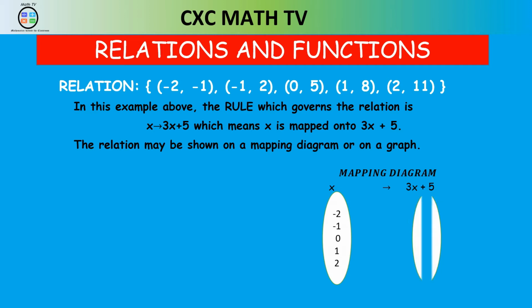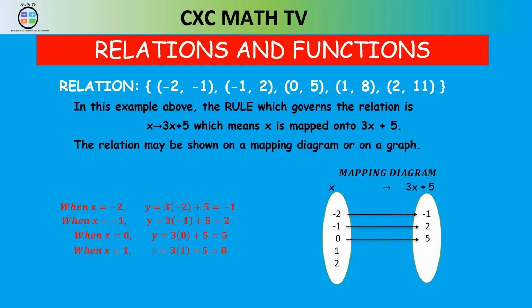So when x is equal to -2, y is going to be, it's 3x plus 5. So where x is, we put -2. 3 times -2 plus 5, that gives us -1. When x is -1, 3 times -1 plus 5, that is 2. When x is 0, replace x with 0. 3 times 0 plus 5, that is 5. When x is 1, 3 times 1 plus 5, that is 8. When x is 2, 3 times 2 plus 5, that is 11.